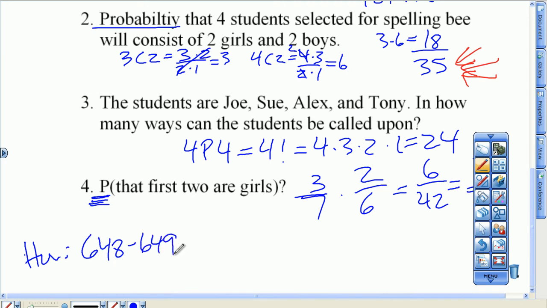And we are going to do problems 3 through 13 odd. So feel free to get started on that if you wish.